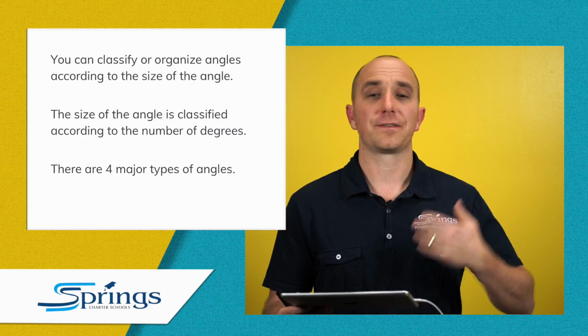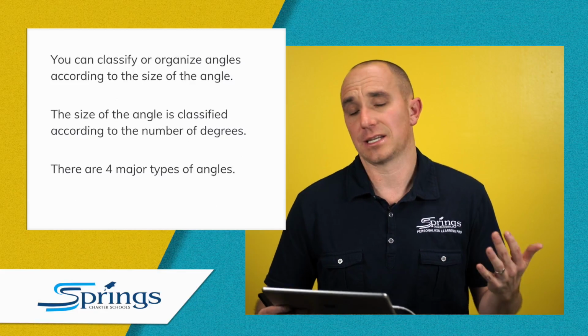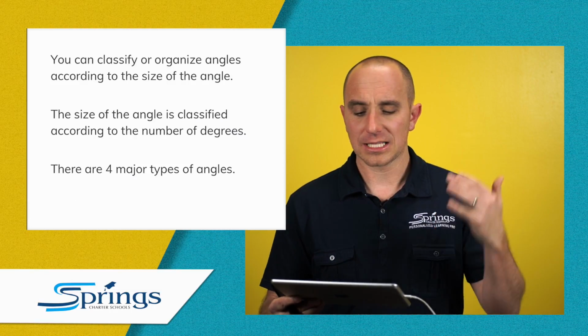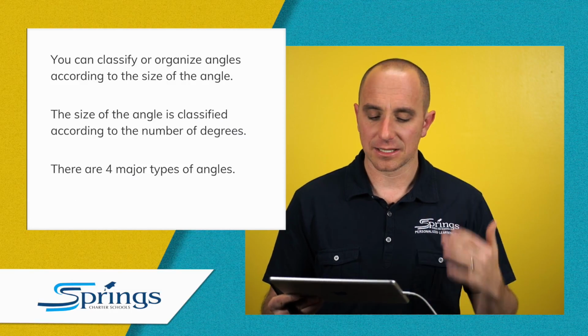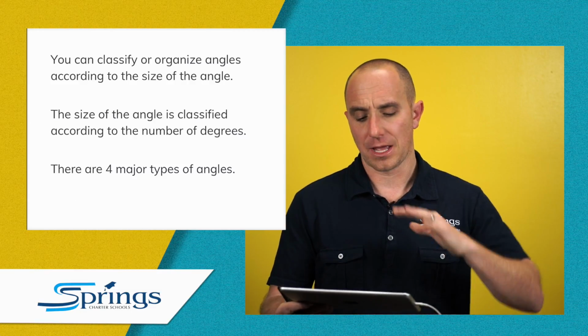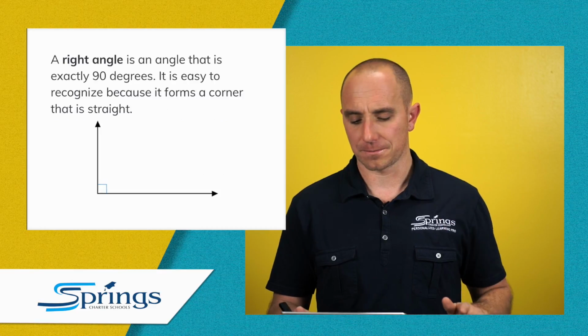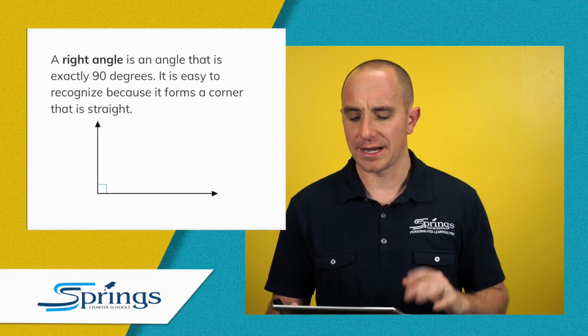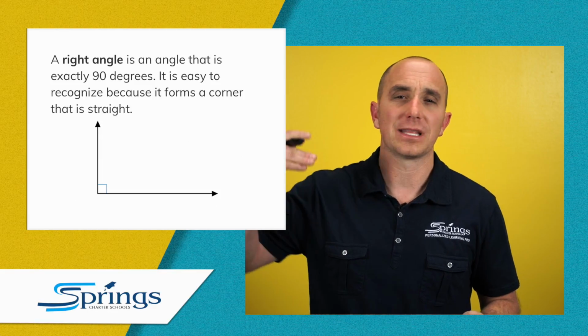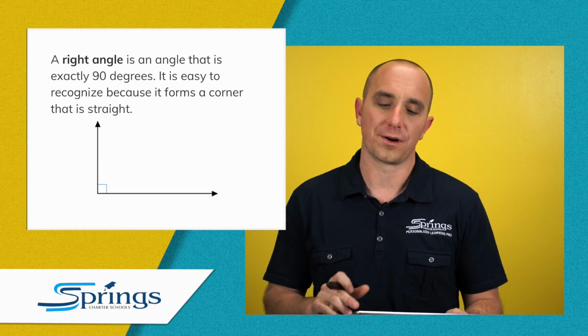Now, you can classify, and classify is just a fancy, essential way to say organize, angles according to the size of the angle. The size of the angle is classified according to the number of degrees. There are four major types of angles. First we have a right angle. This is an angle that is exactly 90 degrees, and this one's probably one of the easiest to spot because it has that square corner.